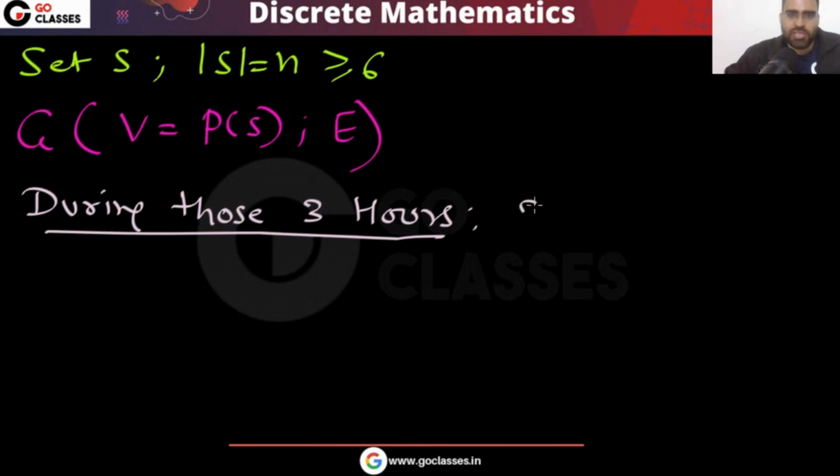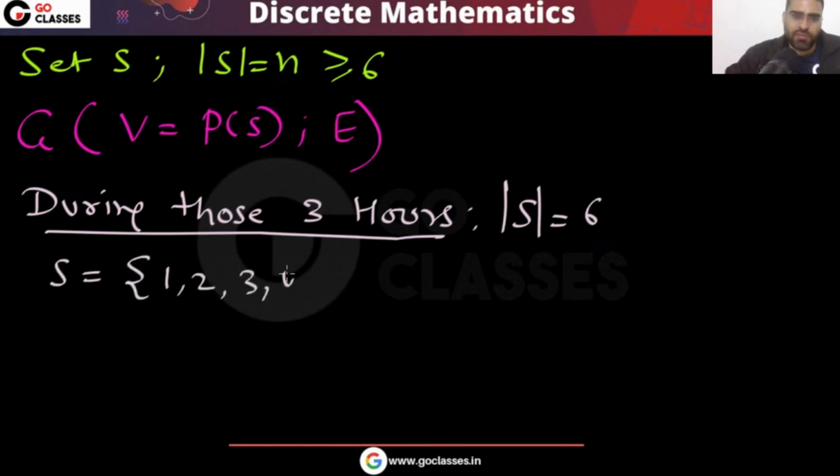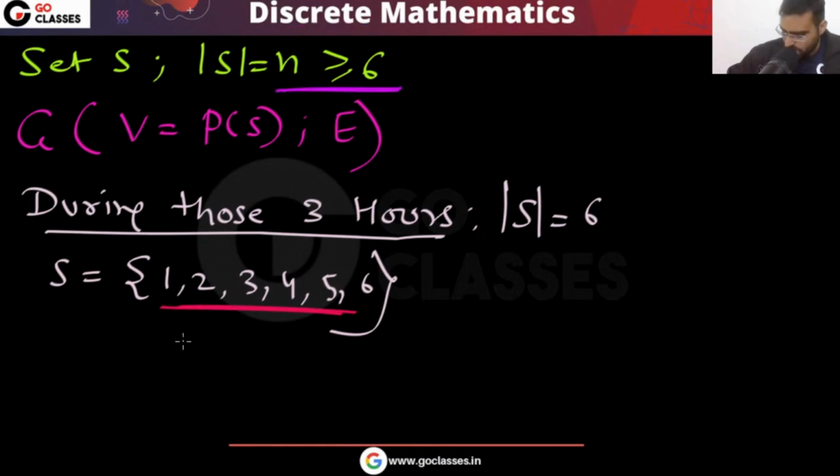What you can do is just take S with cardinality 6. You can take S equal to 1, 2, 3, 4, 5, 6. Because the question is saying n is greater than or equal to 6, it should work for n equal to 6. So you can take S equal to this. Now you can easily see.